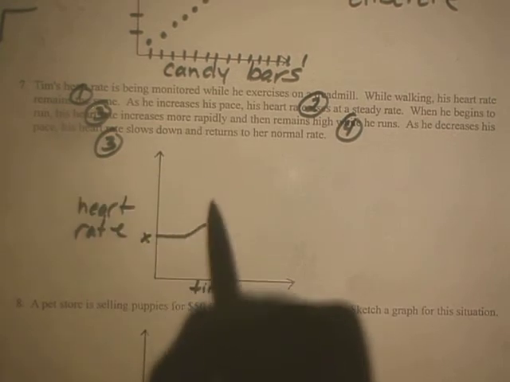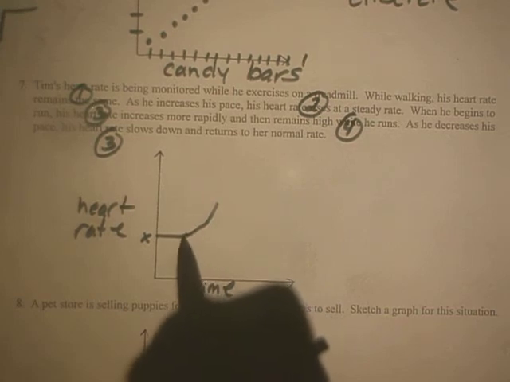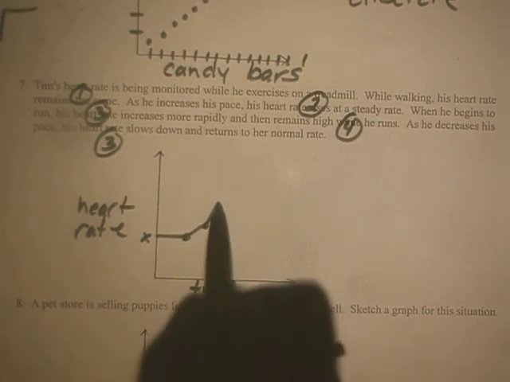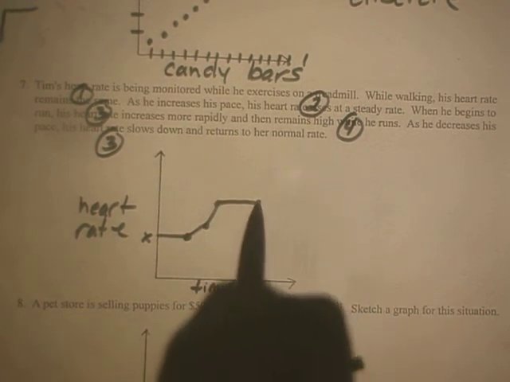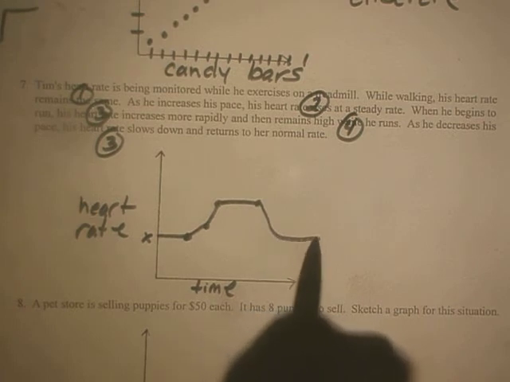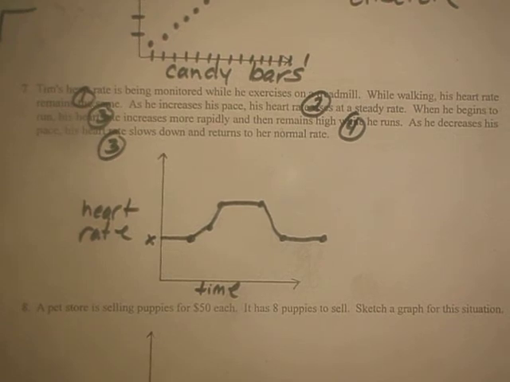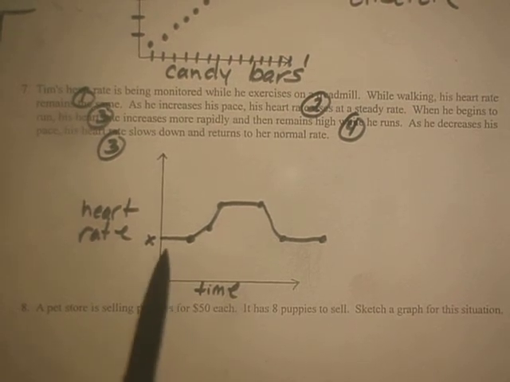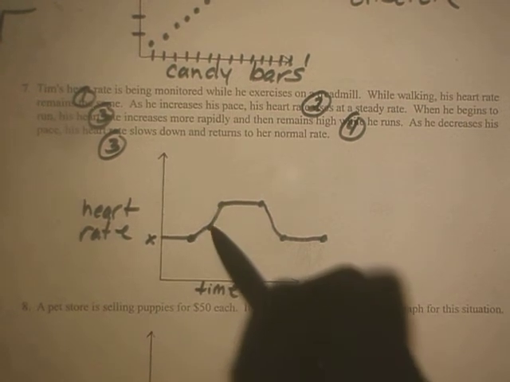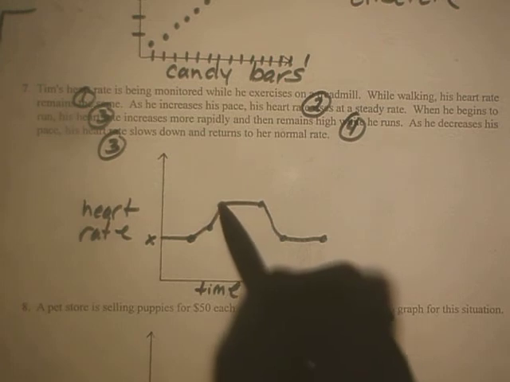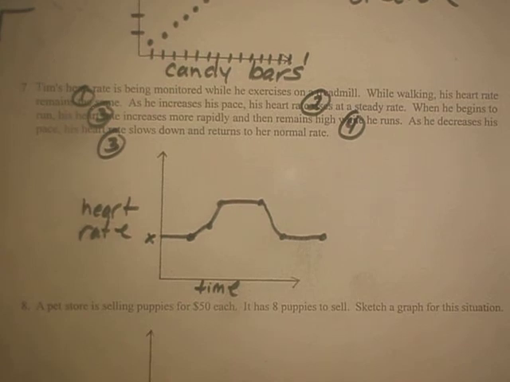Then he begins to run, so it increases a little higher, steeper. He remains high while he runs, and then as he slows down, it decreases until he's at a steady pace again. So we have 5 parts of our graph here. Walking, increasing your rate, starting to run. Running for a while is where it's constant, and then it decreases to that constant rate again.